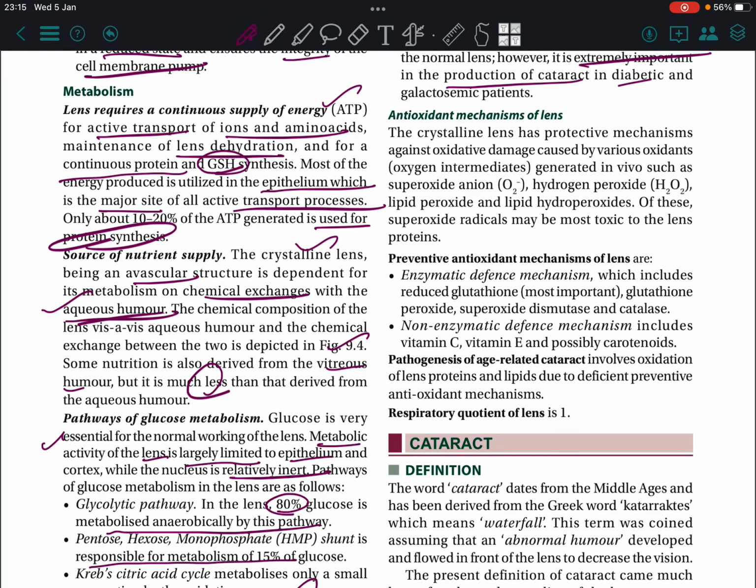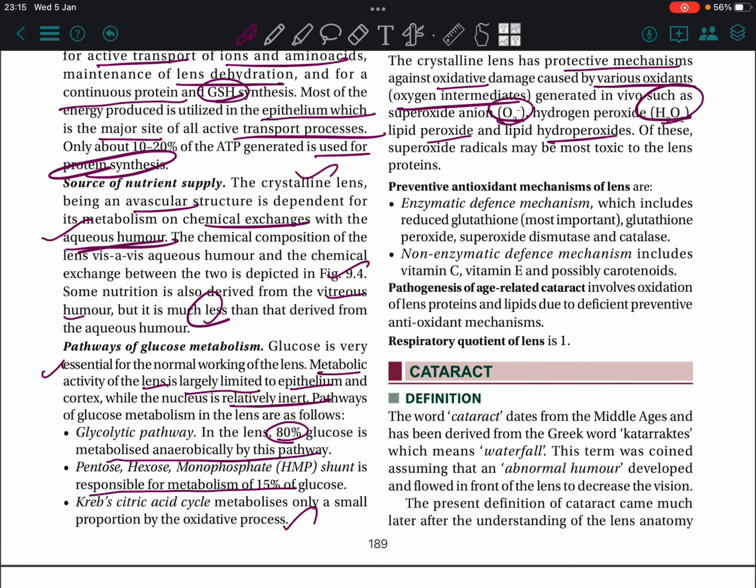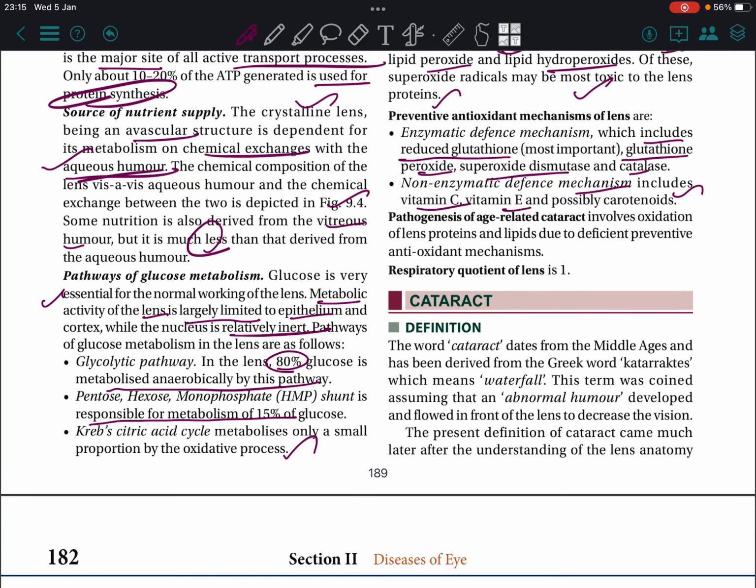Antioxidant mechanism of lens. Crystalline lens has protective mechanism against oxidative damage caused by various oxidants. Oxygen intermediates generated in vivo, such as superoxide anion, hydrogen peroxide, lipid peroxide, lipid hydroperoxide. Of these, superoxide radicals may be most toxic to lens protein. Preventive antioxidant mechanism of lens. Enzymatic defense mechanism, which includes reduced glutathione peroxidase, superoxide dismutase, catalase. Non-enzymatic defense mechanism includes vitamin C, vitamin E, carotenoids. Pathogenesis of age-related cataract involves oxidation of lens protein and lipids due to deficient preventive antioxidant mechanism.